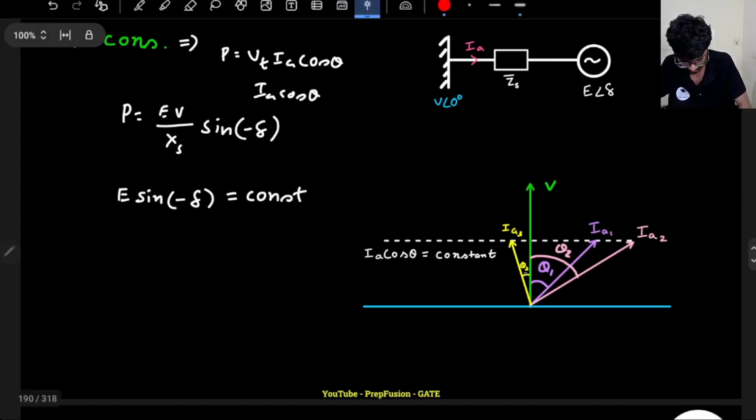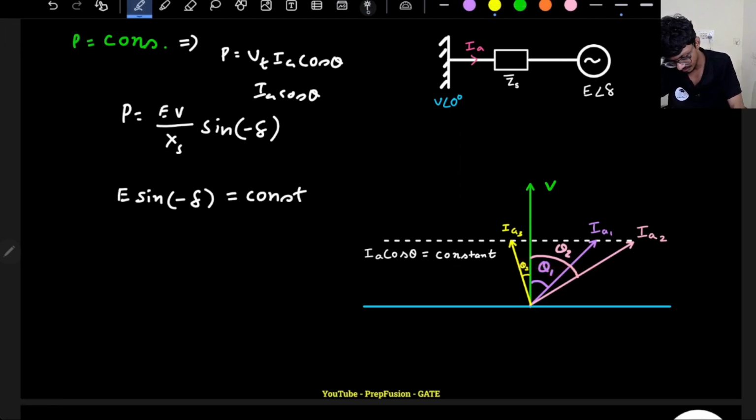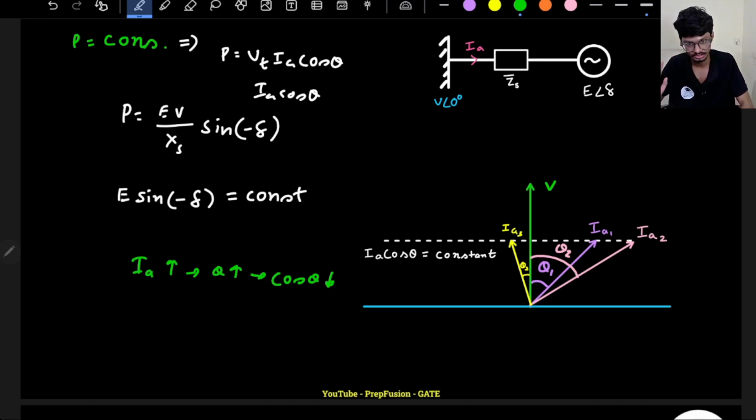So basically, if I'm varying my Ia3, Ia2, and you see here I'm increasing my Ia1, the length of Ia1 is increasing. If I am increasing Ia1, what is happening? Theta is also increasing, which is reducing cos theta. So with an increase in Ia, theta is increasing.